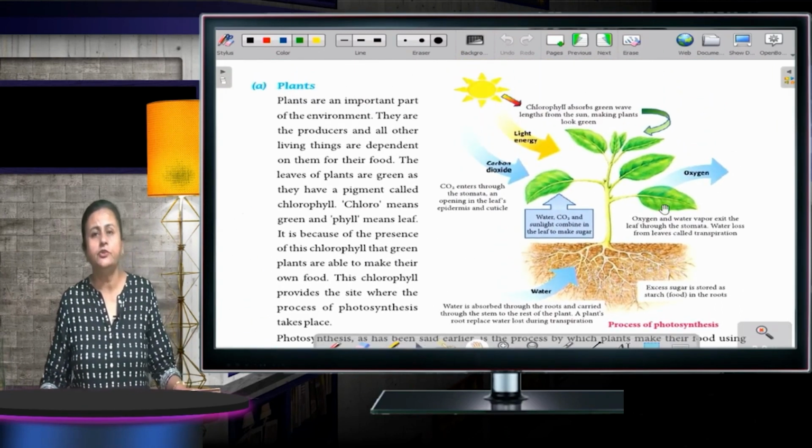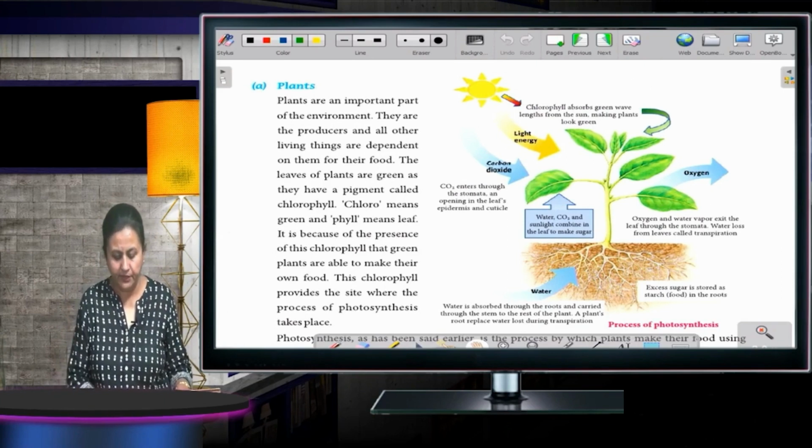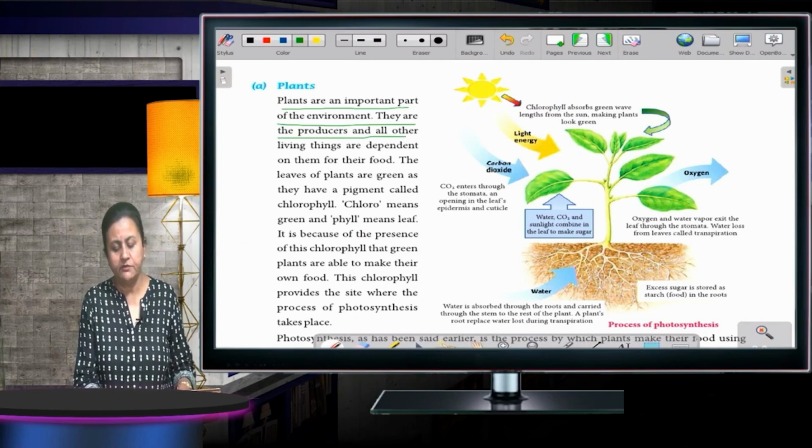Children, you must have seen a lot of plants around us. Plants may be small or big. Different types of plants are there. Plants are an important part of the environment. They are the producers and all living things are dependent on them for their food.